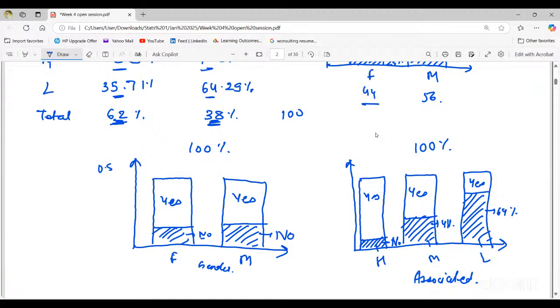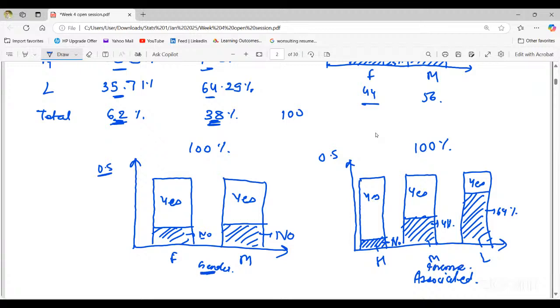Associated means, sorry, the person is asking whether the association is between gender and income. No, this is owning a smartphone and the income. This table is owning a smartphone and the gender. This is the income.